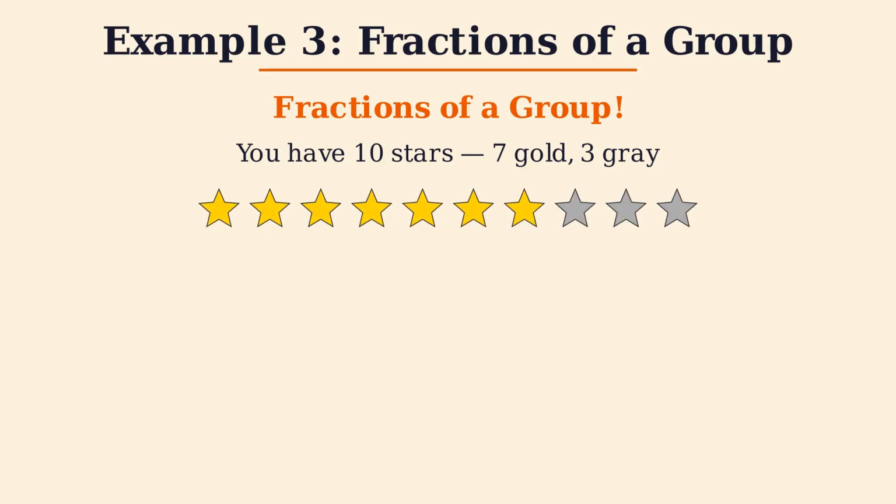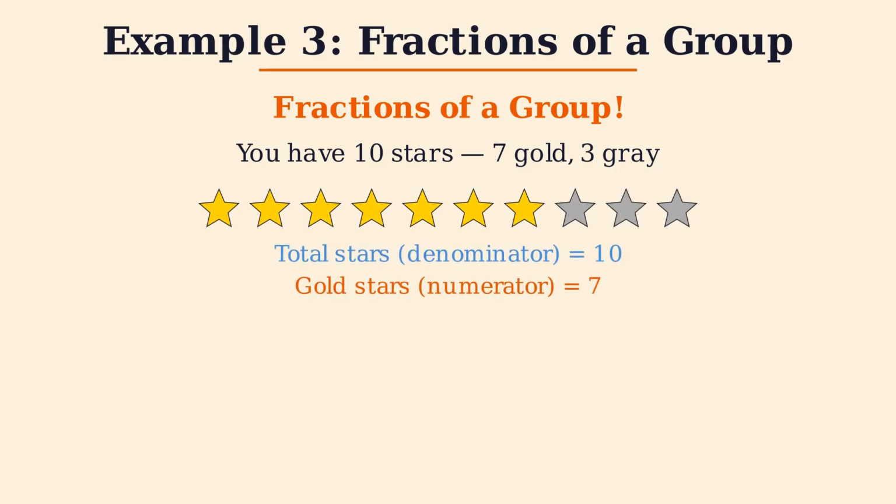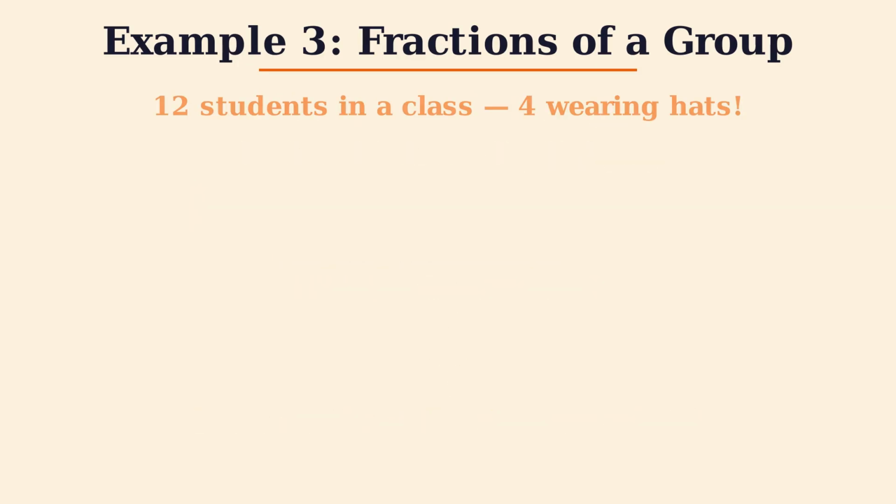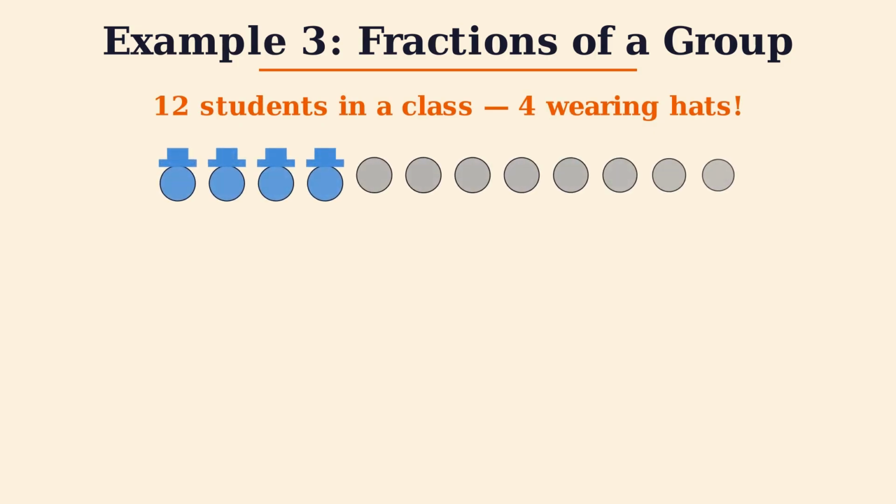7 of them are gold and 3 are gray. What fraction are gold? The total group has 10 stars, so the denominator is 10. The gold number is 7, so the numerator is 7. The fraction of gold stars is 7/10.